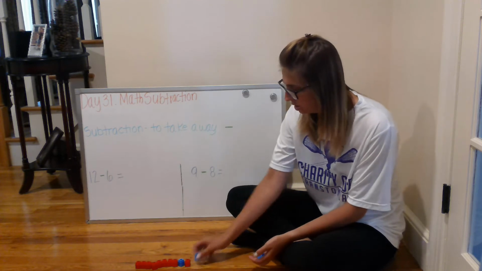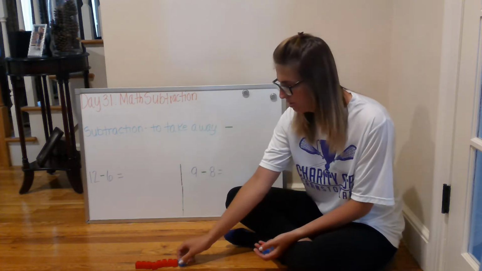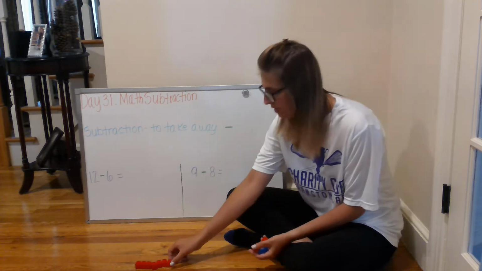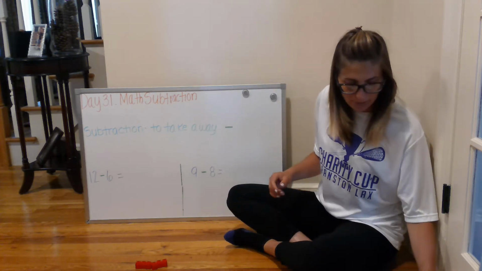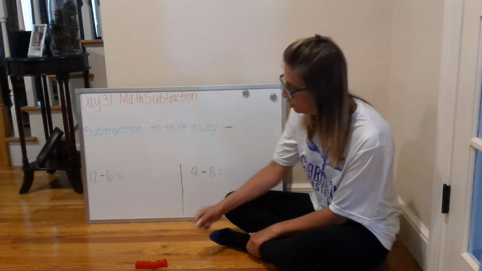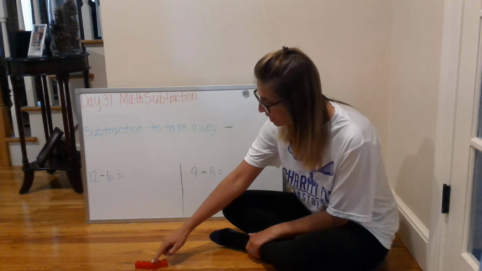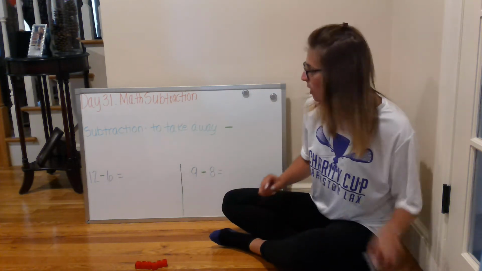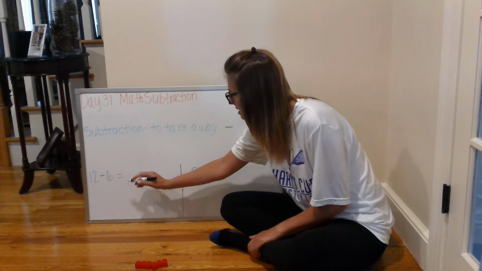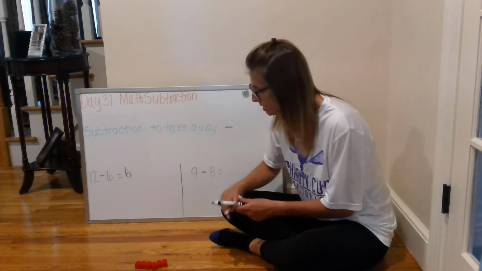1, 2, 3, 4, 5, 6. Now I'm going to count and see how many counters I have left over. 1, 2, 3, 4, 5, 6. So I know that 12 minus 6 equals 6.